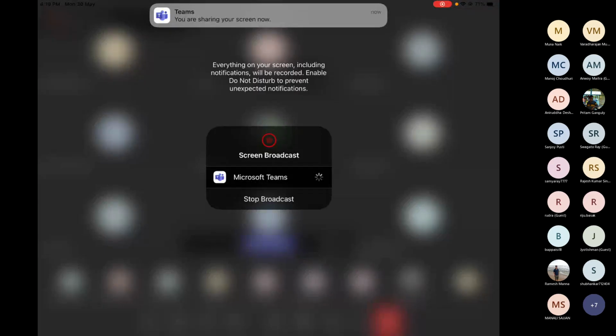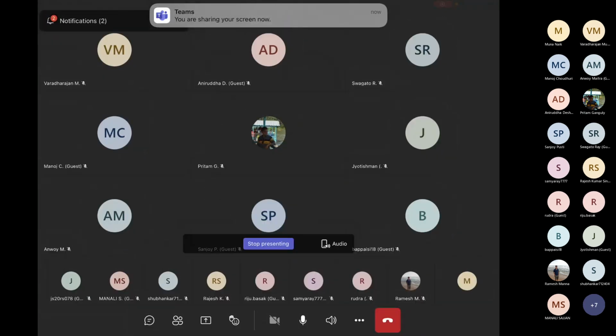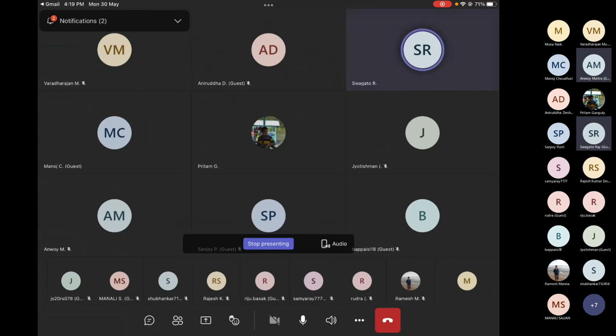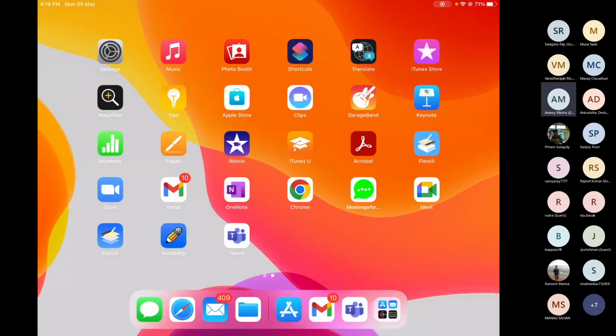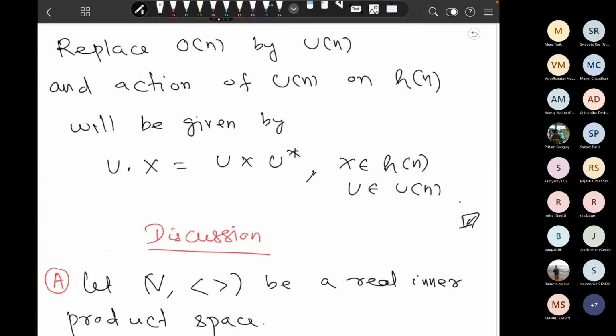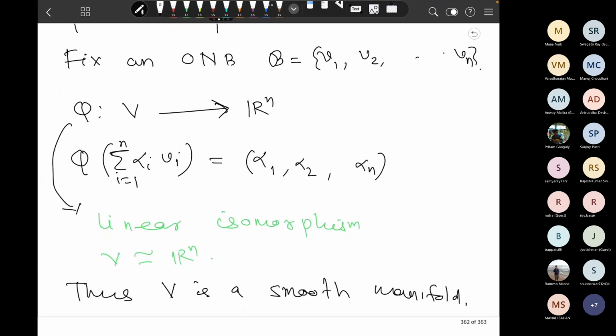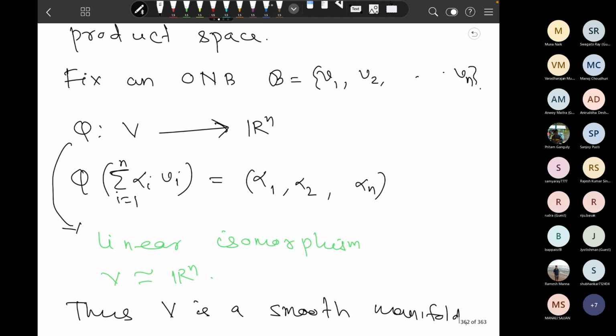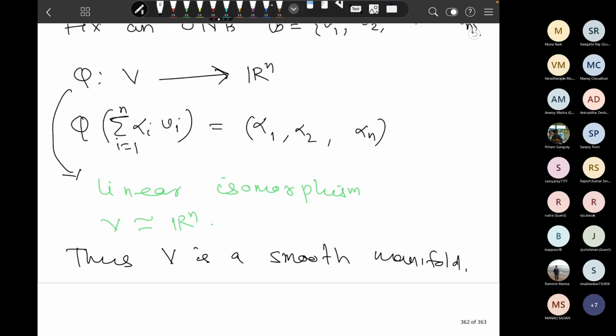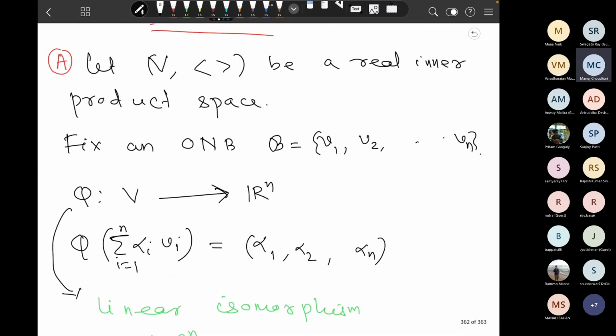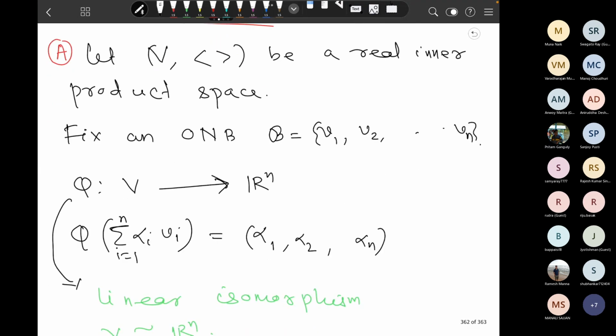Do you see my screen now? Yes, almost. There is some problem in my app, so I had to delete it. So where was I? Why did I lose the connection?